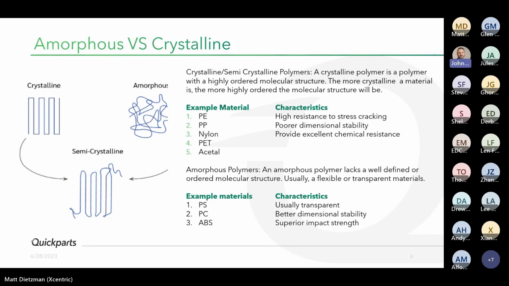On the other side, amorphous materials really lack that ordered structure that we have in crystalline materials. You're usually going to find these with flexible or transparent materials like polycarbonate, polystyrene, and even ABS. You'll have better dimensional stability and lower shrink rates. Like a polycarbonate ABS has a 5,000 shrink rate versus maybe a nylon, which is crystalline, that has a 15,000 shrink rate. And then just better impact strength as well with the amorphous materials.